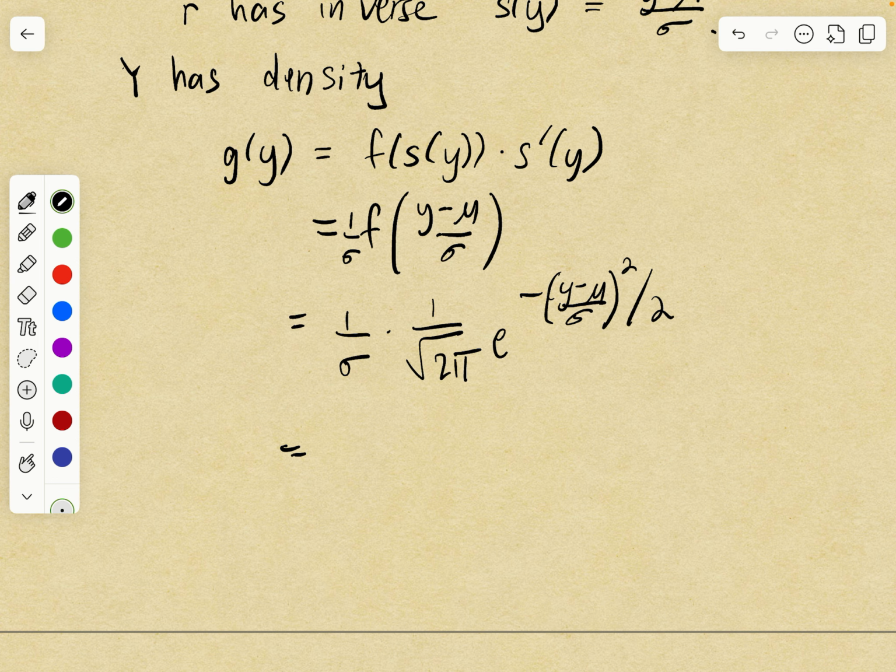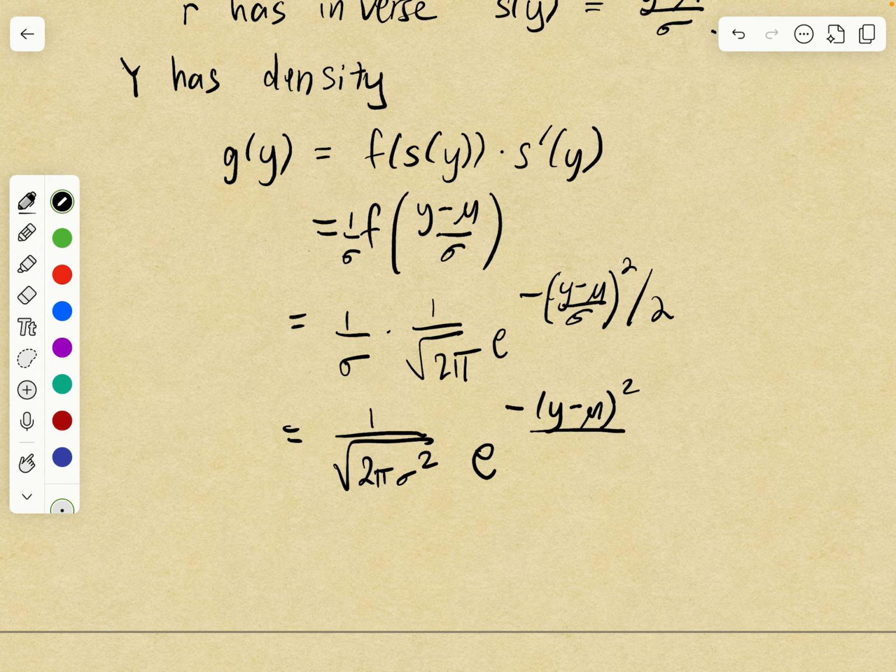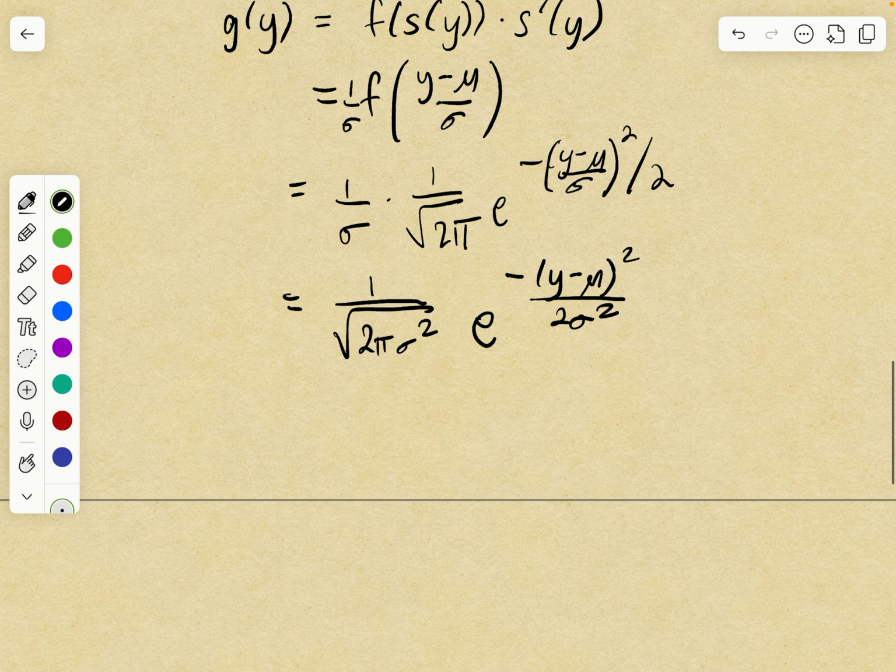And this we can rewrite as 1 over the square root of 2 pi sigma squared, because sigma is positive, e to the minus y minus mu squared over 2 sigma squared. So that's the density function of capital Y.